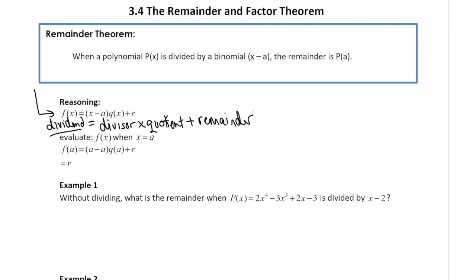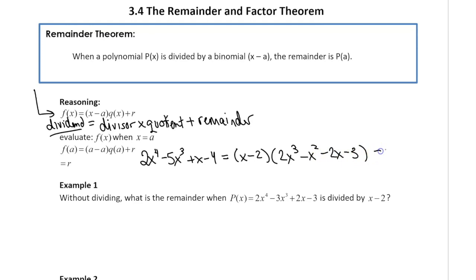So if we recall back to example 3, we had a dividend that said 2x to the 4 minus 5x cubed plus x minus 4. And that's going to be equal to the divisor of x minus 2. Our quotient turned out to be 2x cubed minus x squared minus 2x minus 3, and then the remainder was negative 10. Okay, so if you were to expand the right side, it would equal the left side right there. And what our remainder theorem is saying is this.